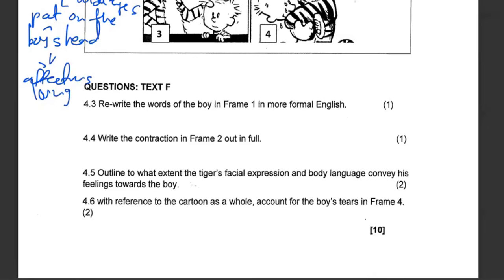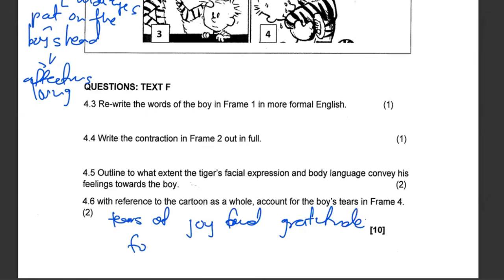and affection. With reference to the cartoon as a whole, account for the boy's tears in frame 4. I believe it's tears of joy after he has been told that he is valued. So it will be tears of joy and gratitude for having a special friend. Right. Okay, that was our question 4. We are finally moving on to question 5.